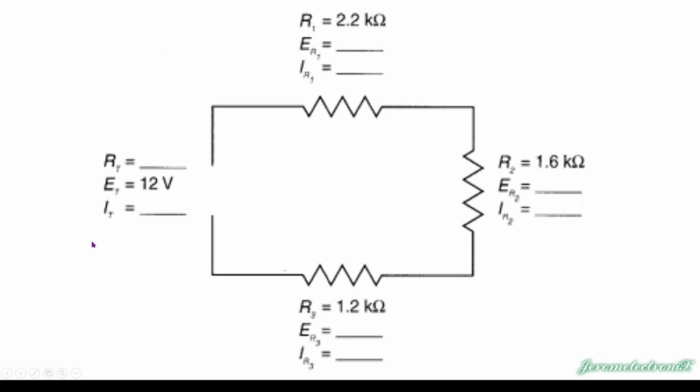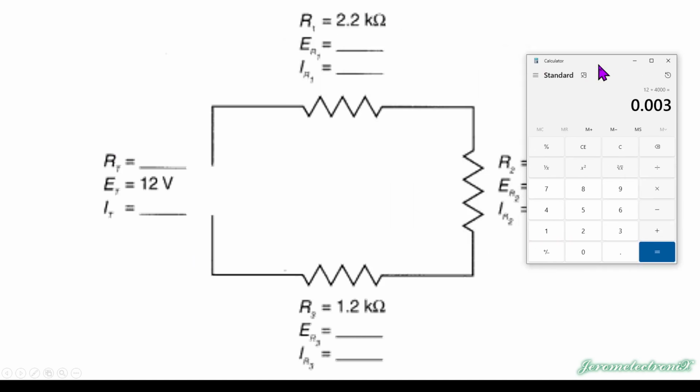Now, was it 4 or 5? My notes here say it might have been 5,000 ohms. Let me do the math again. 1.2 plus 1.6 is 2.8. Yeah, I messed up. Let's do it again.